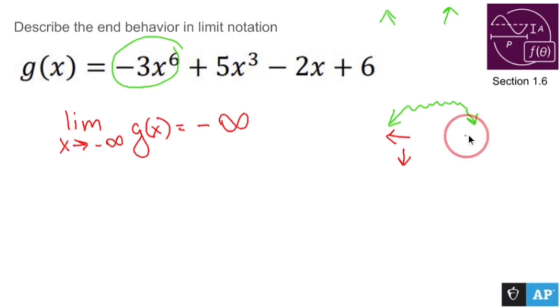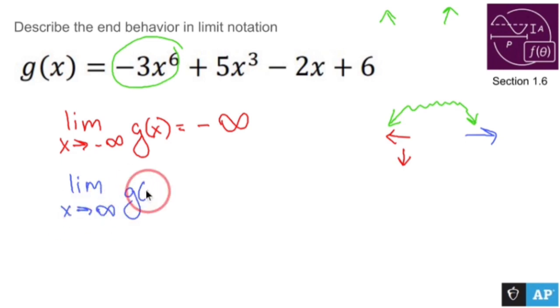Now, as I move to the right, I'm going to word that as the limit as x approaches positive infinity. And what's happening to g of x as I do that? Well, I'm also going down, which means I'm also heading towards negative infinity.